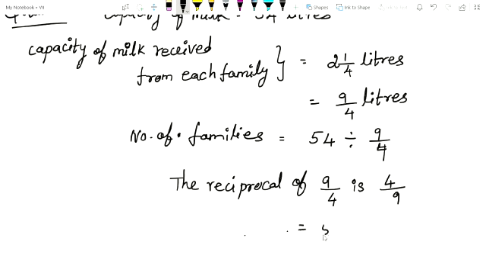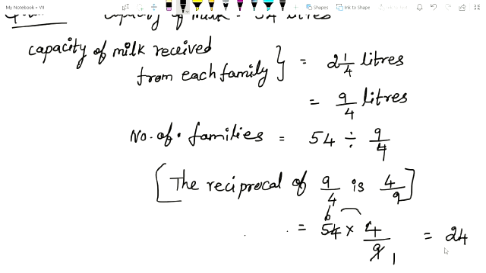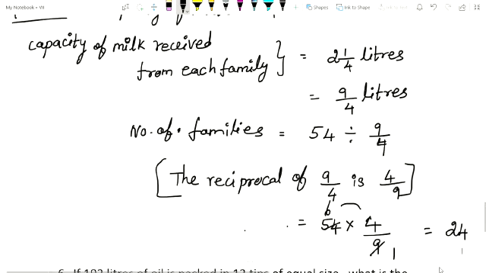Okay, so 54 into 4 by 9. This one you write in the rough column. Now 9 ones are 9, 9 6s are 54. Now see the numerator, 6 into 4, 6 4s are 24, divided by 1, what you will get, children? 24. Okay, so number of families equal to 24.